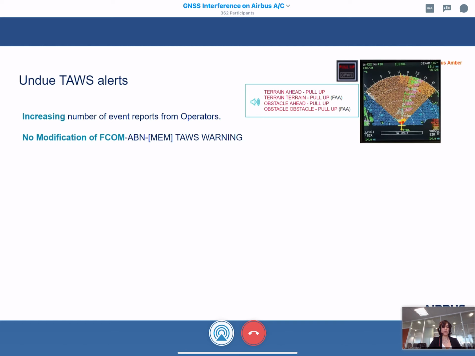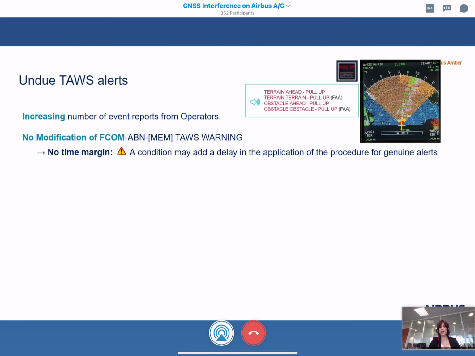Our conclusion was that Airbus, as an aircraft manufacturer, provides in the FCOM a directive procedure related to the TAWS warning that defines how the crew has to react to a real terrain threat. Airbus does not intend to introduce any delay by the introduction of conditions in the application of the TAWS warning procedure. There's no time margin to analyze the context of the alert in case of a genuine alert.